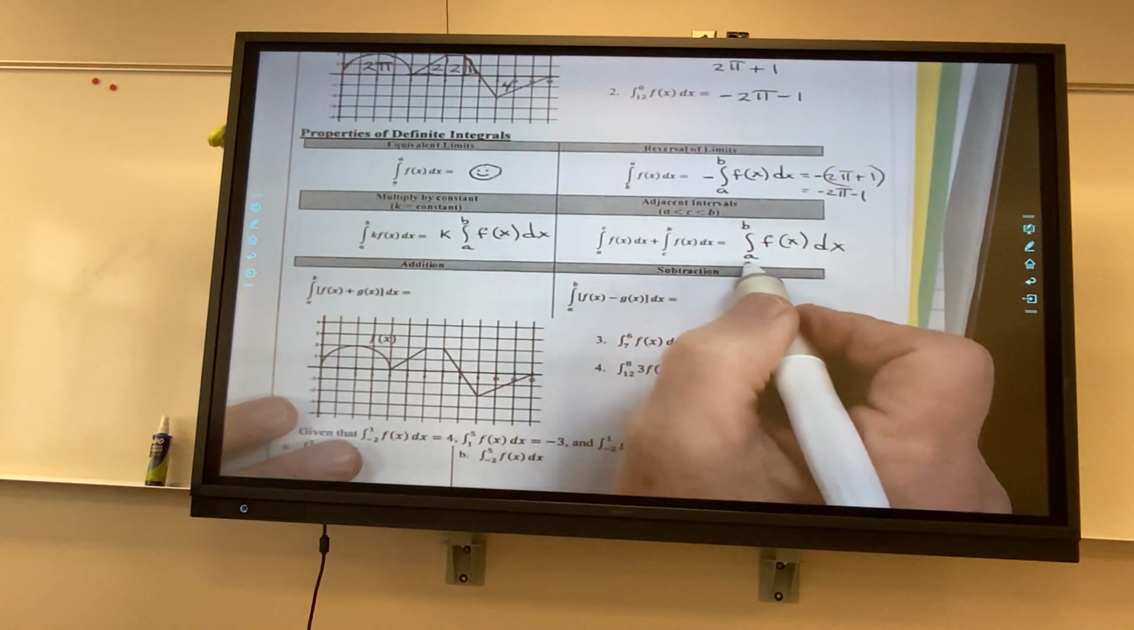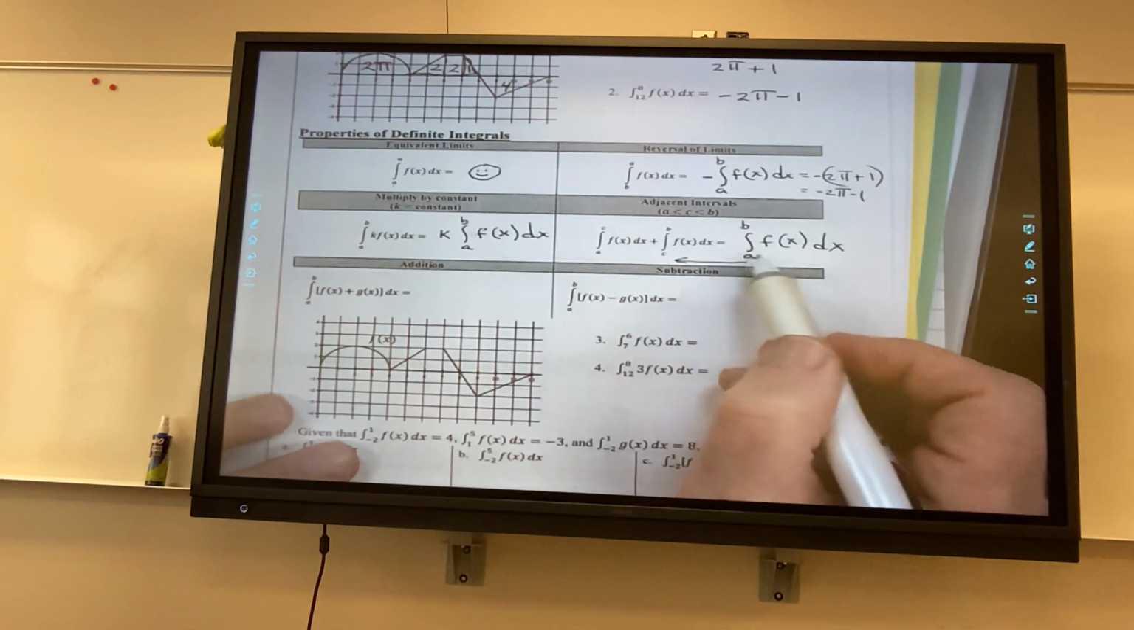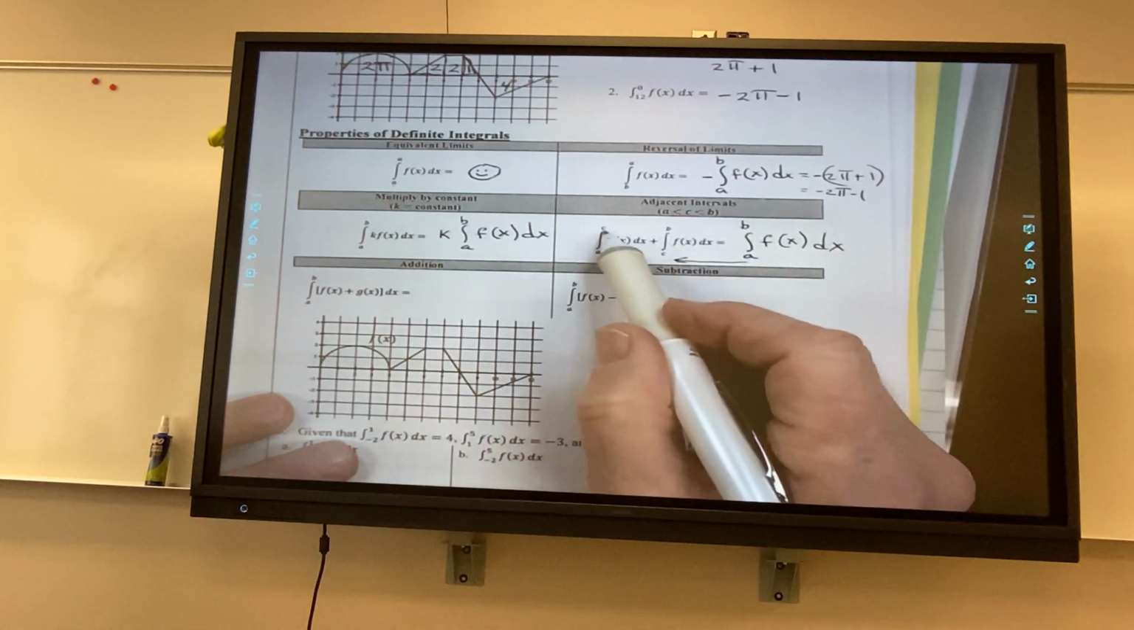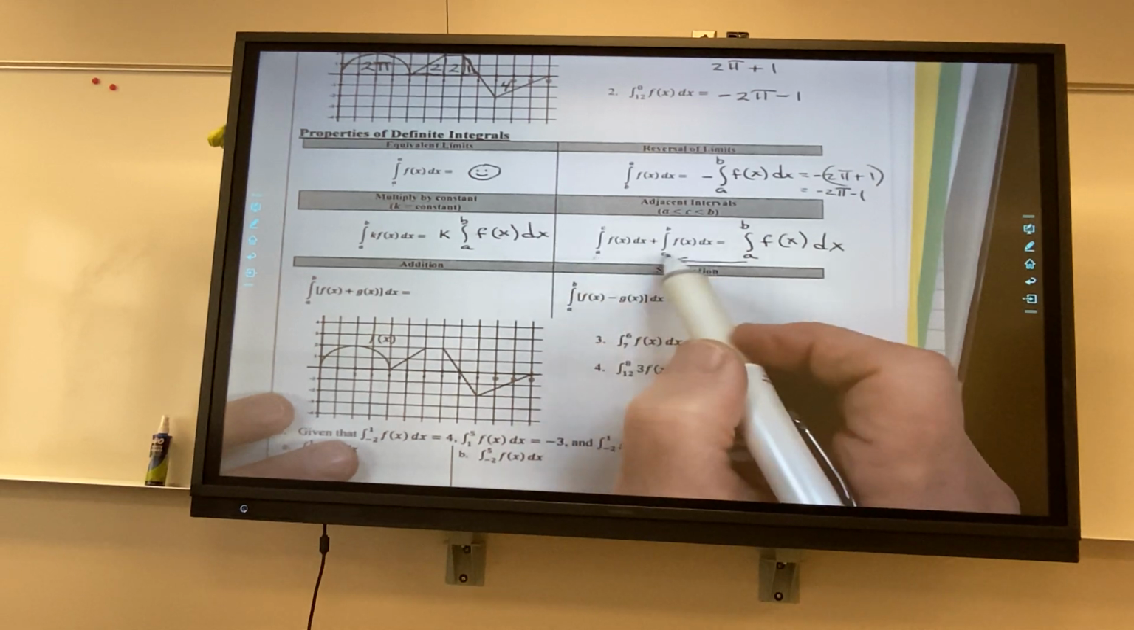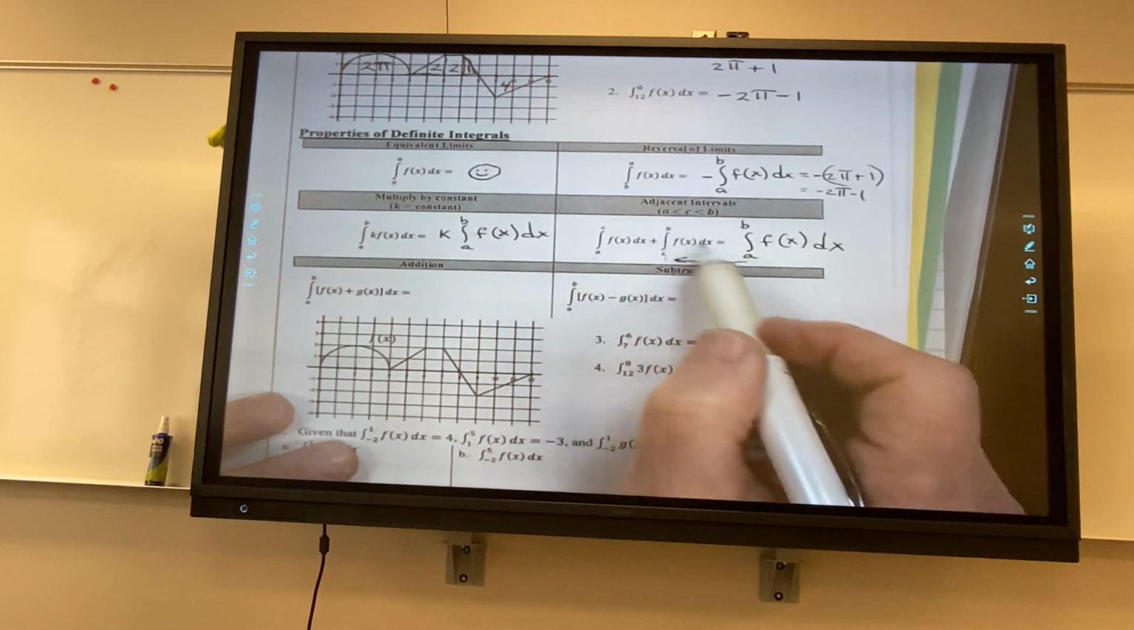And a lot of times we use it in this manner. I'm going from A to B, but there's a value that's in between them. So I figure out that value, and then I figure out the next value, and then I can add them together.